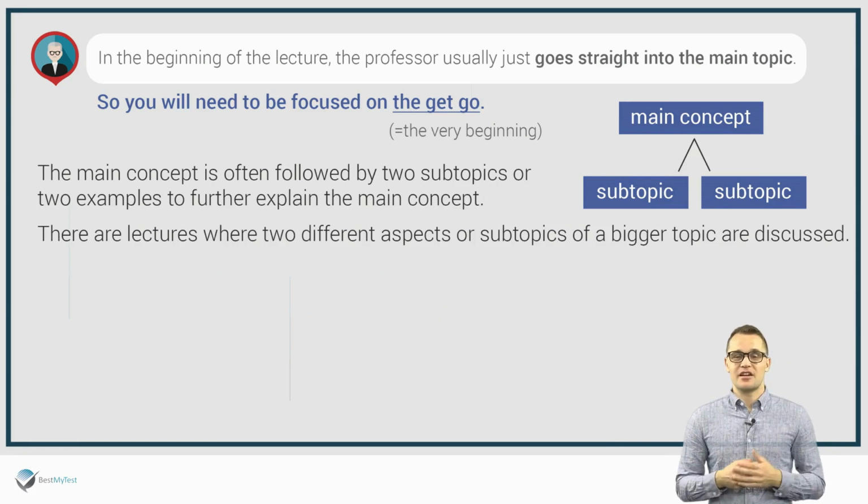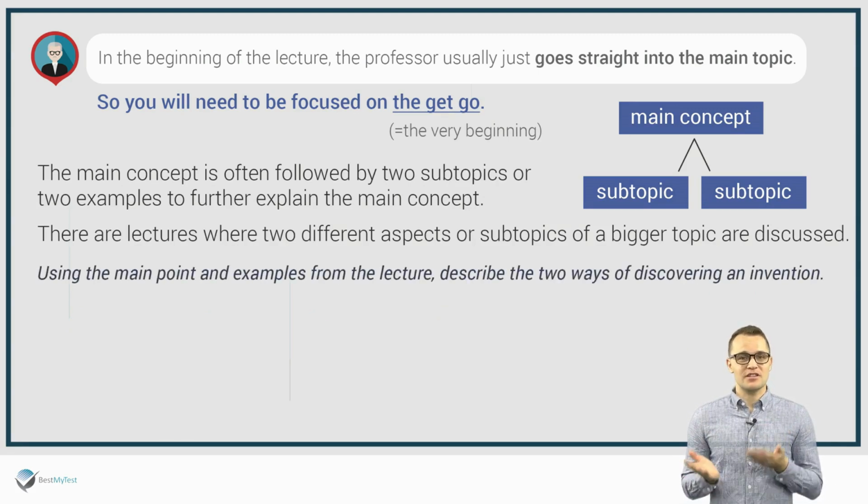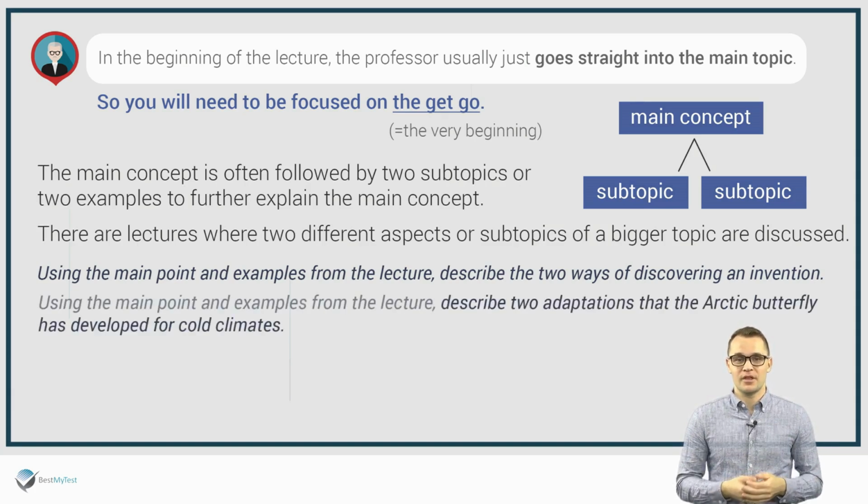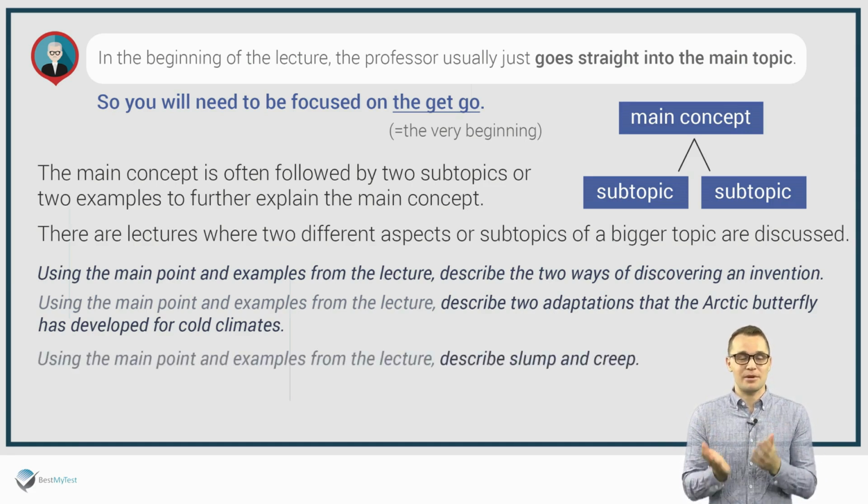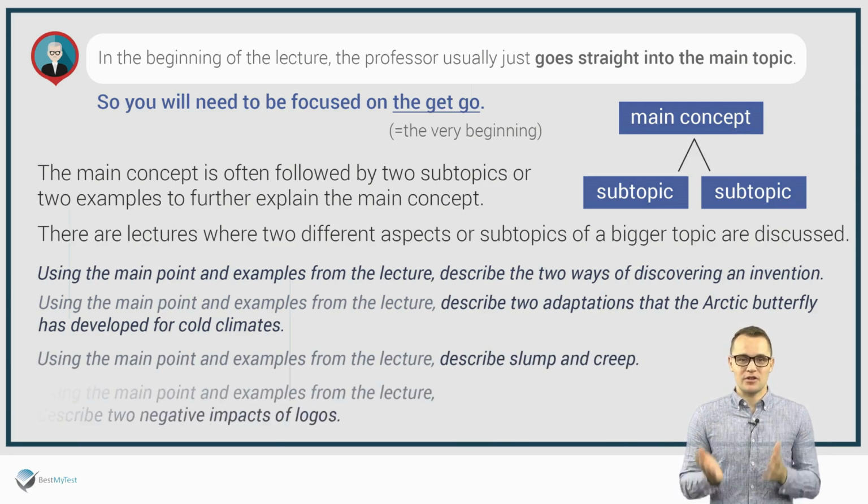As I said, there are lectures where two different aspects or subtopics of a bigger topic are discussed, and the questions could go like this. Using the main point and examples from the lecture, describe the two ways of discovering an invention. Other questions may ask you for the following. Describe two adaptations that the Arctic butterfly has developed for cold climates. Or describe slump and creep. Or describe two negative impacts of logos.